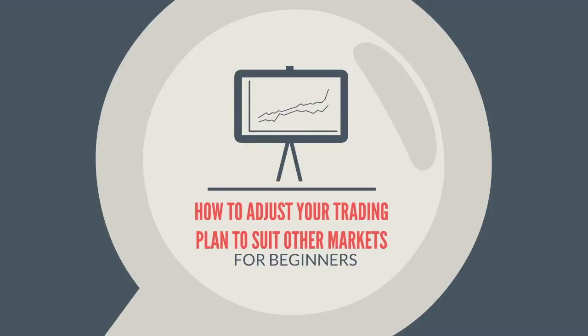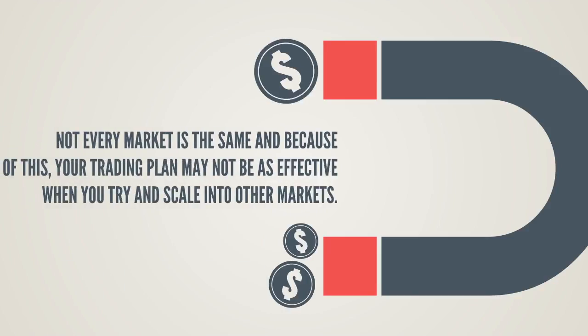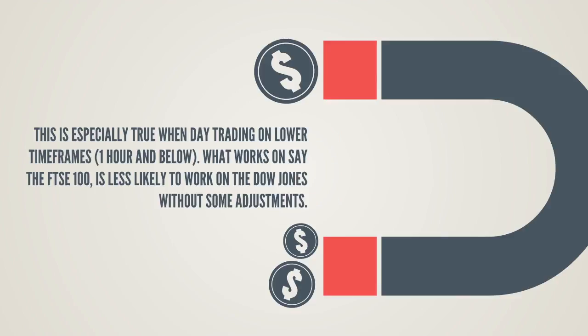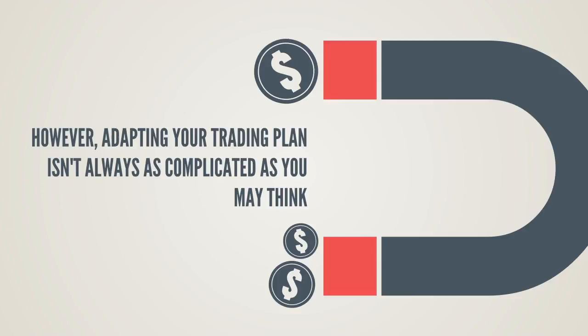In this video, we are going to look at how to adjust your trading plan to suit other markets. Not every market is the same, and because of this, your trading plan may not be as effective when you try and scale into other markets. This is especially true when day trading on lower time frames, the 1 hour and below. What works on, say, the FTSE 100 is less likely to work on the Dow Jones without some adjustments. However, adapting your trading plan isn't always as complicated as you may think.